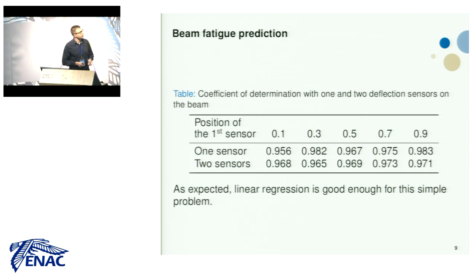For example, in the first line of the table, we can see that linear regression is quite a good method in this case, and we explain this result because the problem is rather simple. We can still improve a bit by adding a second sensor, but the improvement is not so significant, and the accuracy of the prediction is 96%.